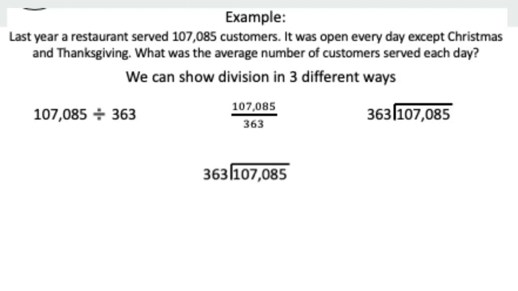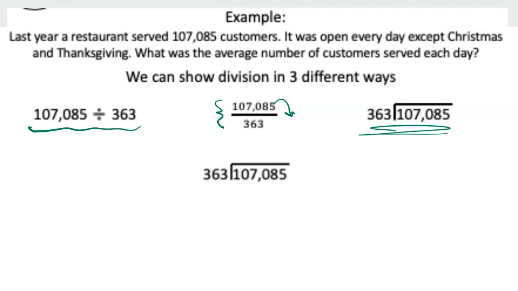So first thing, we can show division in multiple ways. We can write it out as a division problem, like in this case, 107,085 divided by 363. Another way we can show it is through a fraction. I've said this multiple times, but a fraction bar is just another way to write a division problem. So we could have 107,085 divided by 363 that way. And then that would just tell me that I'm going to drop this into the house. And then the third way I could see it is with the actual division problem.